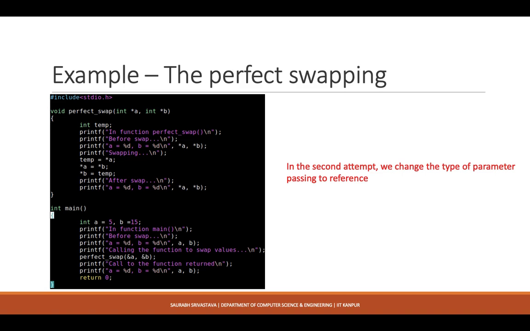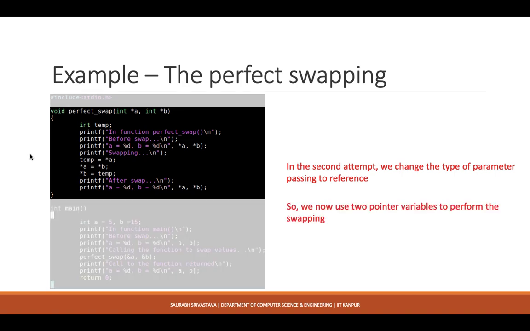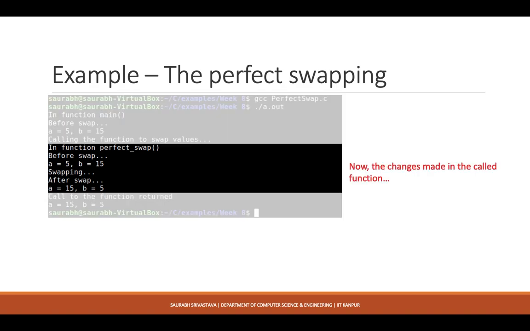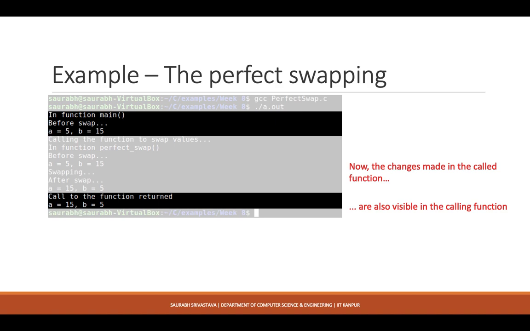When I use the better version of this program, the perfect swapping, this is the second attempt. We basically change things from pass by value to pass by reference. So essentially, now I'm using some pointers. These a and b are now pointers, and everywhere I wanted to use a, I'm using asterisk a, and wherever I wanted to use b, I'm using asterisk b. So you can now understand that they are basically going to the same locations where the a and b in main were allocated memory. So what happens is, now not only are the changes reflected in the called function, they are also reflected back in the calling function.